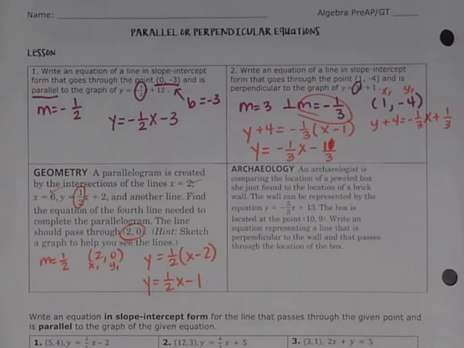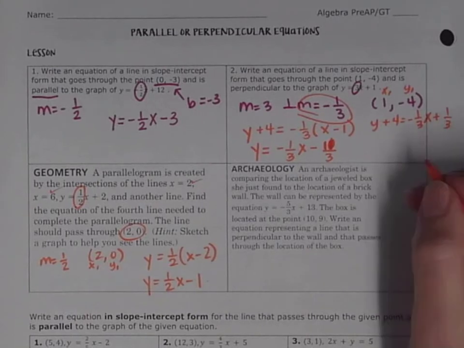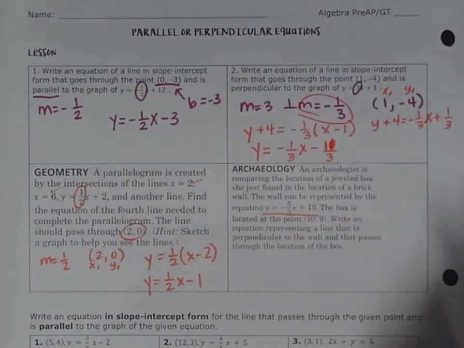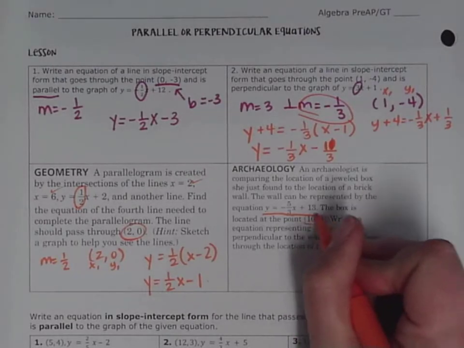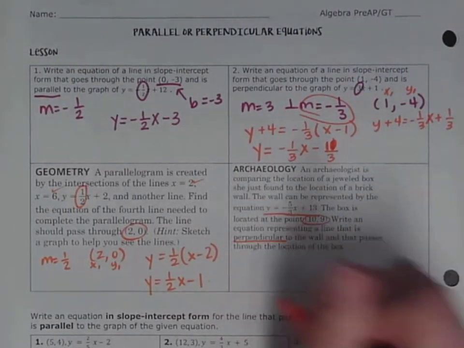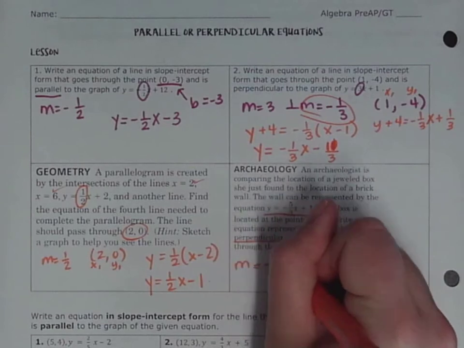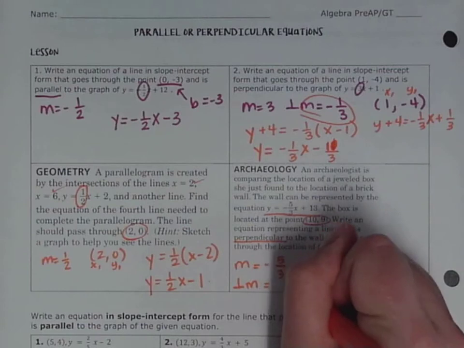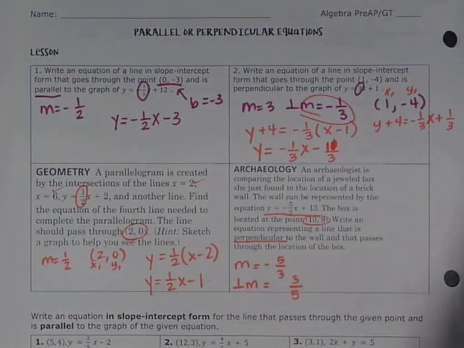An archaeologist is comparing the location of a jeweled box she just found to the location of a brick wall. The wall can be represented by the equation y equals -5/3 x plus 13. The box is located at the point representing (10, 9). Write an equation representing a line that is perpendicular, meaning that if my slope is -5/3, my perpendicular slope would be positive 3/5, and passes through the location of the box.